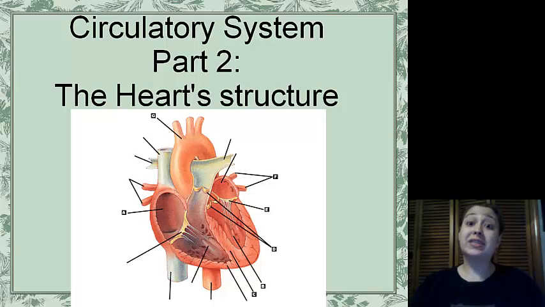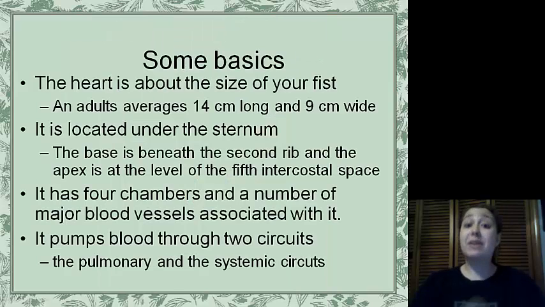The circulatory system, part 2, the structures of the heart. The heart is about the size of your fist, and it's located under your sternum and a little bit to the left. Basically it has 4 chambers and many major blood vessels that are associated with it. It pumps your blood through 2 circuits, either the pulmonary circuit which goes to the lungs, or the systemic circuit that pumps it to the rest of the body.